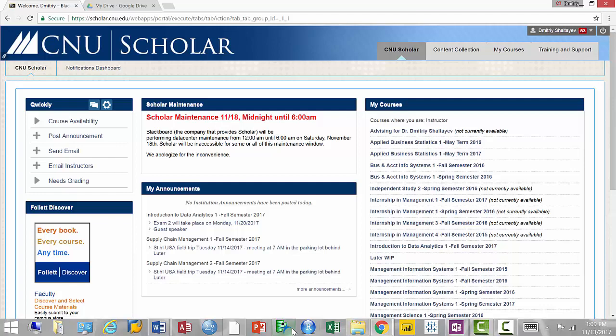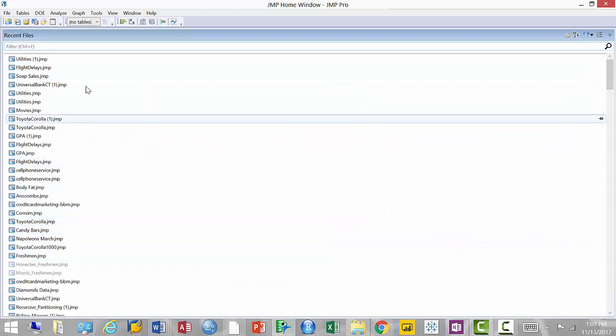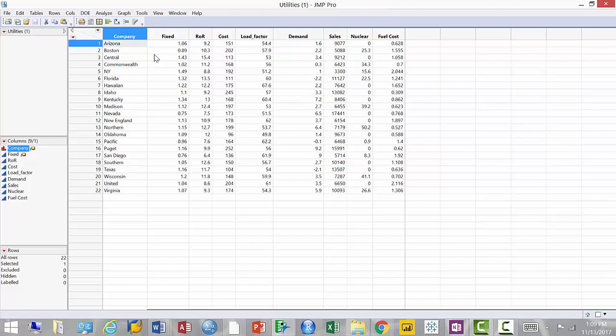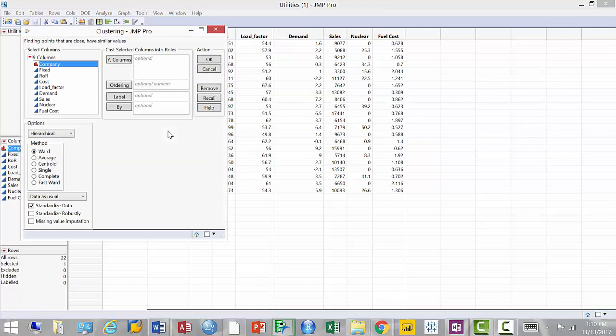So let's reproduce the same analysis right now, okay? So open up JMP, not Tableau, and the file utilities. That's the one that we used, okay? Alrighty, so let's use the same exact procedure as we did before. So I go to the Analyze menu, and then clustering analysis, and then hierarchical clustering.